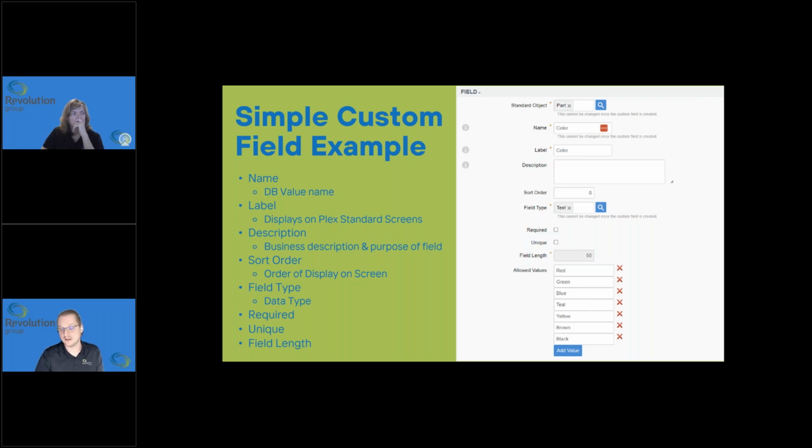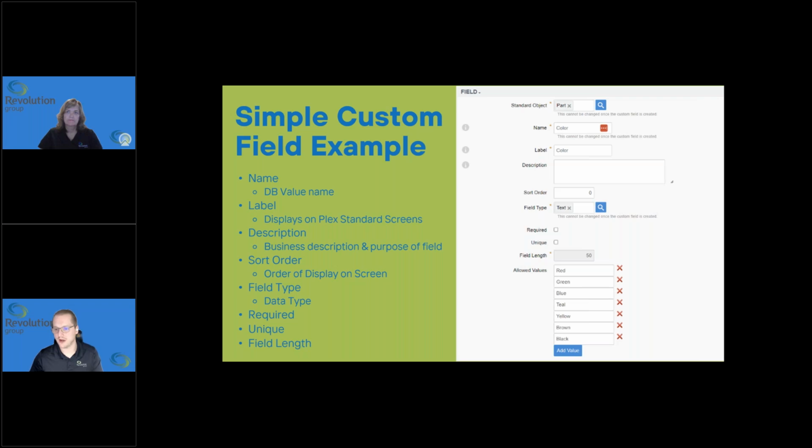We have sort order, which will control the exact order that custom fields will be displayed on those standard Plex objects and screens, which we'll show you how to set those up in just a moment. We have field types, which allow you to establish what type of information we're going to display in here. This example I have up as the field type of text.